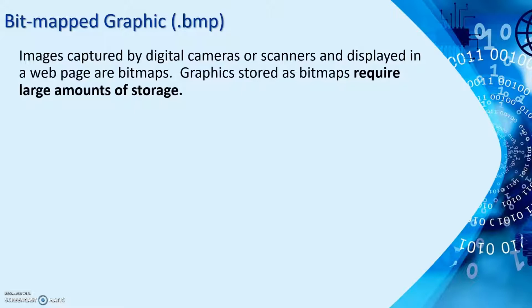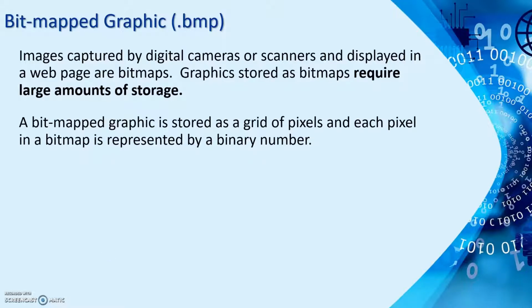So, images that are captured by digital cameras or scanners and displayed in a web page are all bitmaps. And graphics stored as bitmaps require large amounts of storage. A bitmap graphic is stored as a grid of pixels, and each pixel in a bitmap is represented by a binary number. That is a perfect SQA answer.